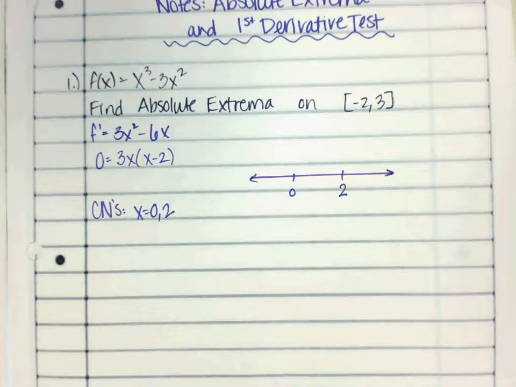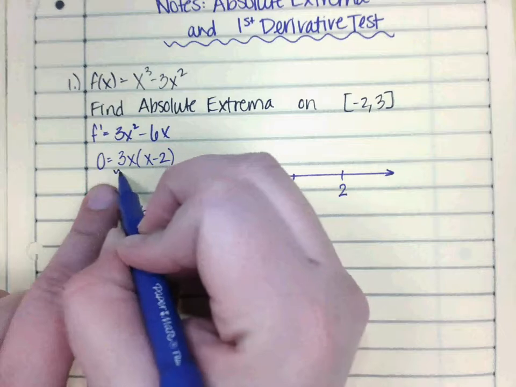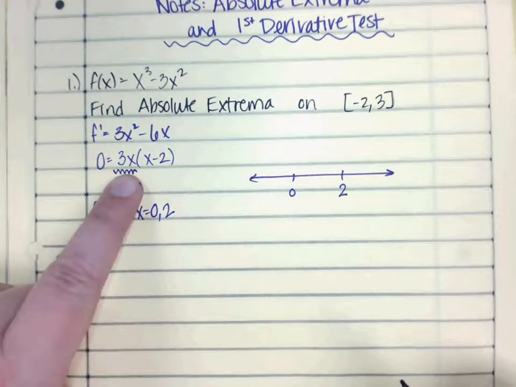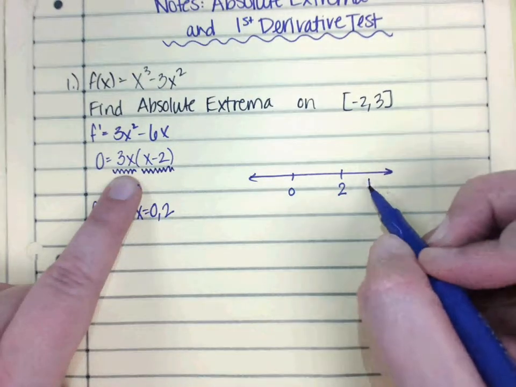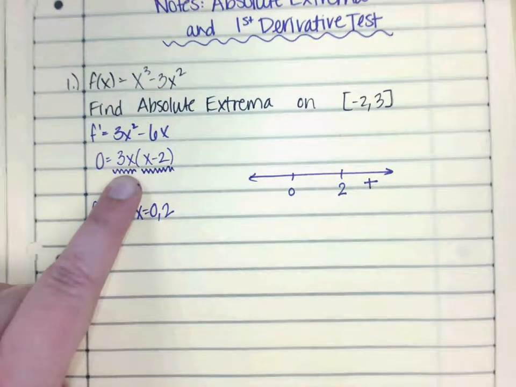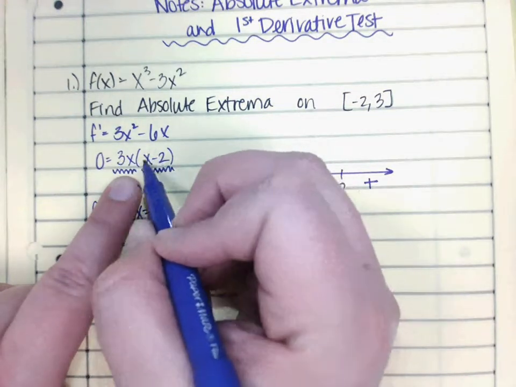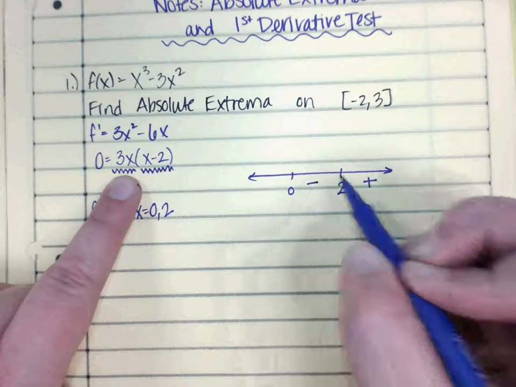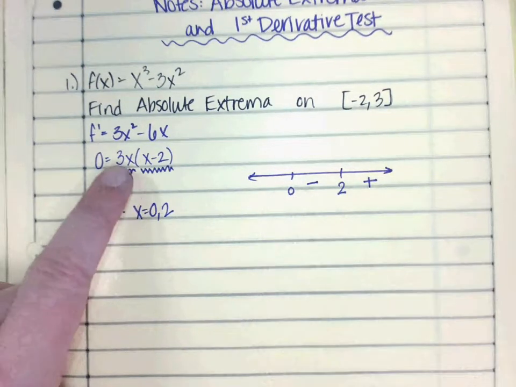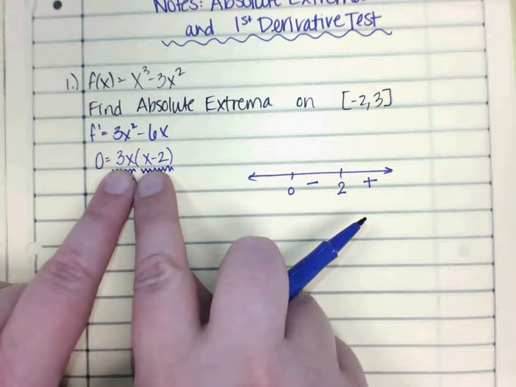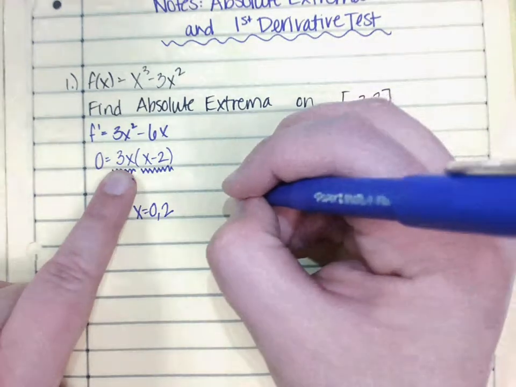Pick a number bigger than 2. 3. Okay, what's 3 times 3? Positive 9. What's 3 minus 2? Positive. Times 2 positives, get a positive. Okay, between 0 and 2, say I pick 1. 3 times 1 is positive. 1 minus 2 is negative. What's the product? Negative. Say I pick smaller than 0, maybe negative 1. 3 times negative 1 is negative. Negative 1 minus 2 is negative. Multiply 2 negatives, get a positive. Those are the signs for f prime.